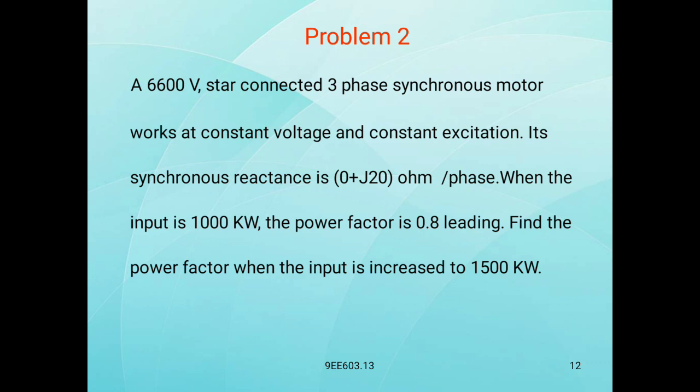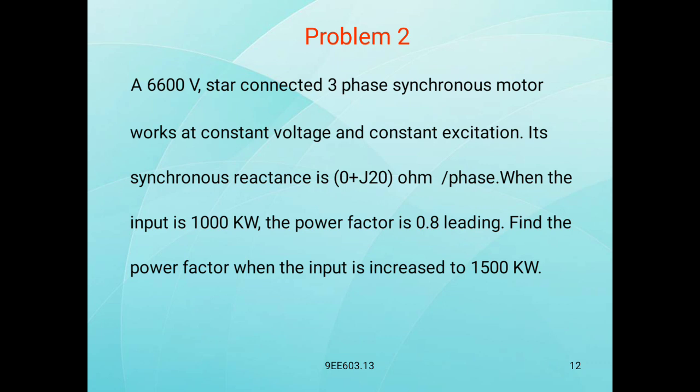A 6600 volts star connected 3-phase synchronous motor works at constant voltage and constant excitation. Its synchronous reactance is 0 plus j20 ohm per phase. When the input is 1000 kilowatts, the power factor is 0.8 leading. Find the power factor when the input is increased to 1500 kilowatts.